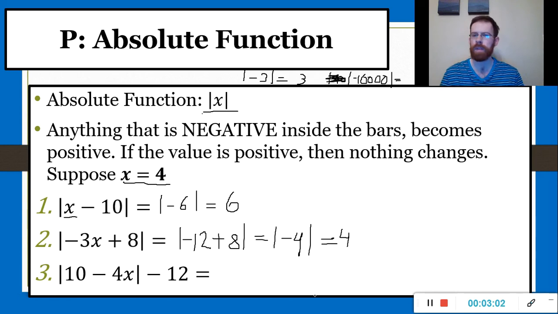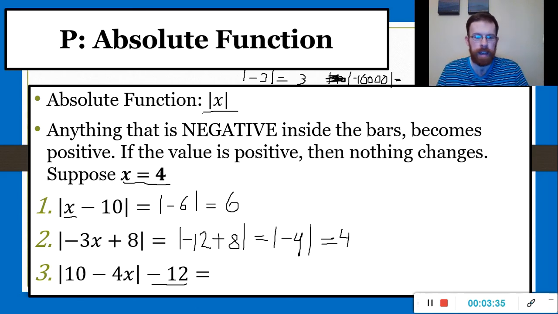Now, what's different about this one? Take just a moment. Alright, as you should see, we have something on the outside of that absolute value function. Now, if you have something on the outside of your absolute value function, that does not necessarily mean that you're going to have a positive value at the end of your equation. The absolute value only changes things that are inside those bars. Anything on the outside stays the same.